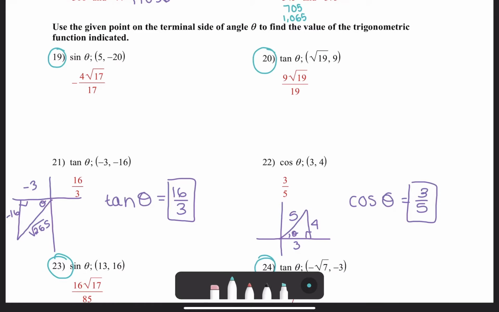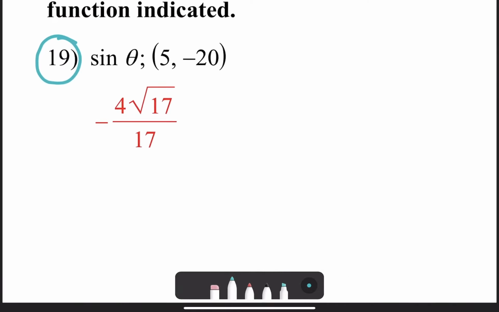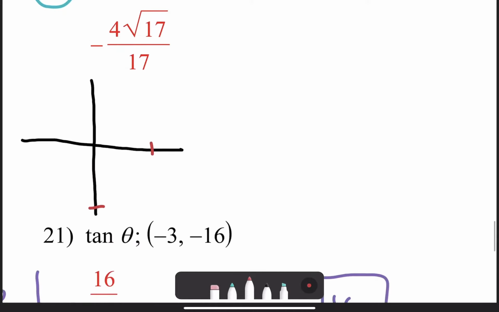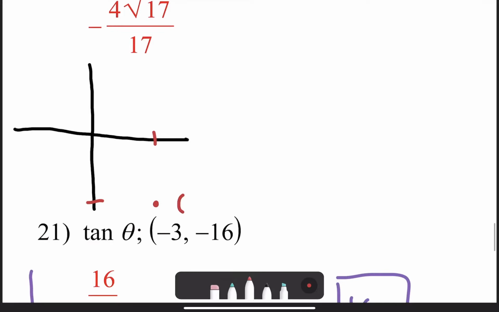Last up, the problems that you guys probably struggled with the most is if you're given a point and you have to figure out the value of the function. So the first thing that you have to do is figure out what you're working with. So in this, 5 is x and y is negative 20. So on your graph, if you think about where positive 5 is, well, that's going to be over here. Negative 20 is going to be down here. So we end up with a point down here that's 5, negative 20. Now you're going to make your angle. So here's your triangle.